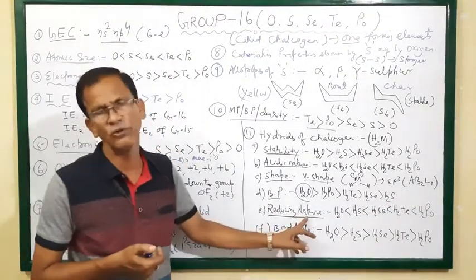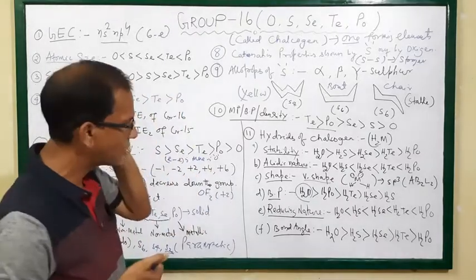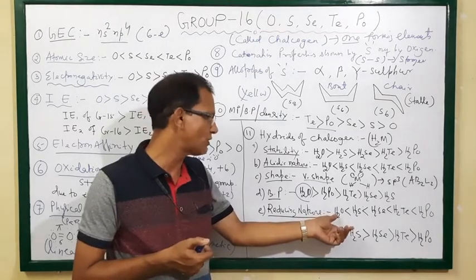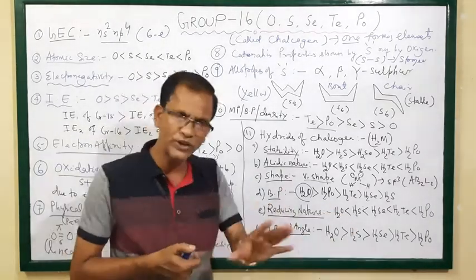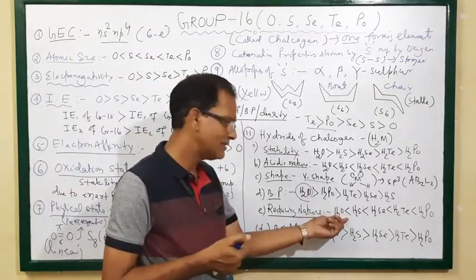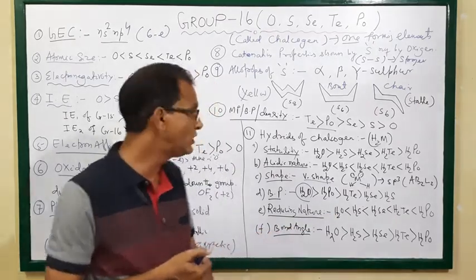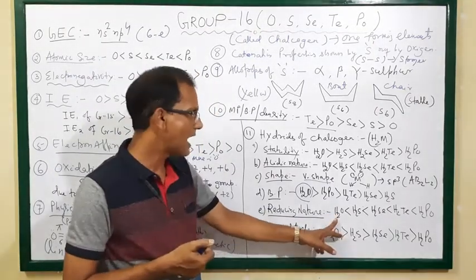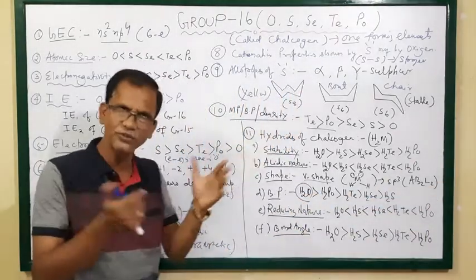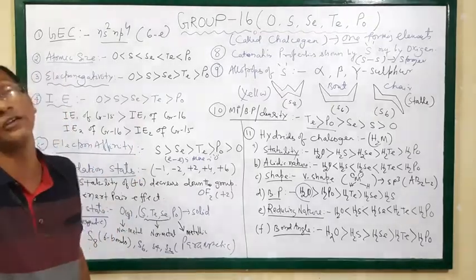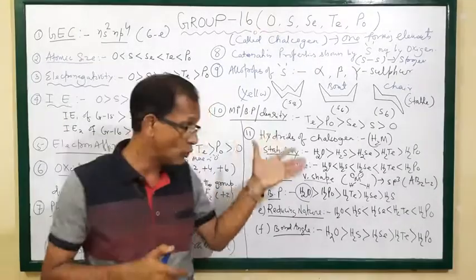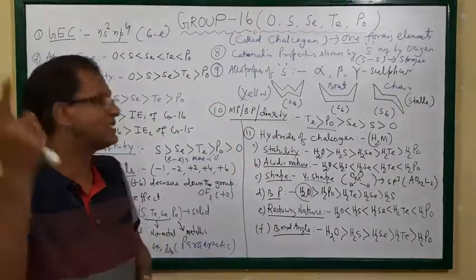Then reducing nature. Reducing nature also depends upon the O-H bond character. As the O-H bond is the stronger bond, it has low reducing nature. If the bond is weaker, the reducing character is greater. So the O-H bond is the strongest bond, that's why it has the weakest reducing nature. The weakest reducing hydride is water, and the strongest reducing hydride is H2Po. So it depends upon the bond dissociation energy. The lower the bond dissociation energy, the greater the reducing character, and the greater the acidic character also.